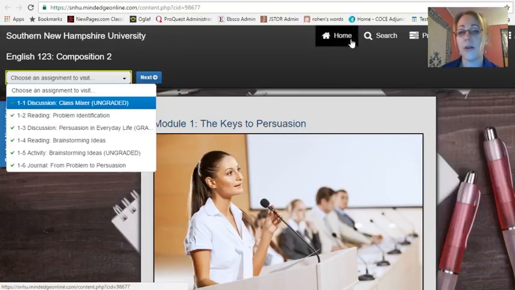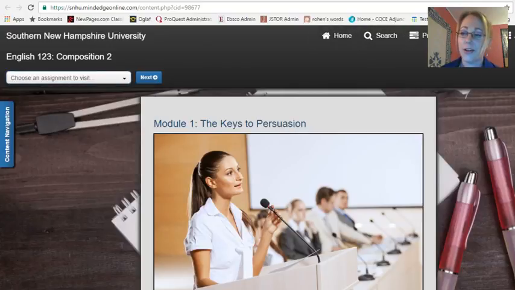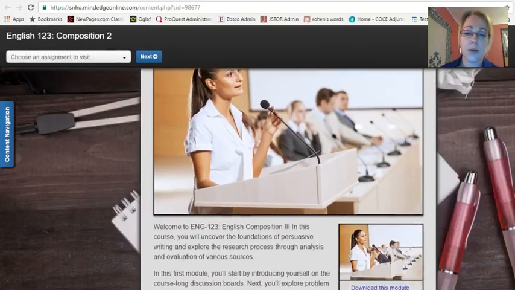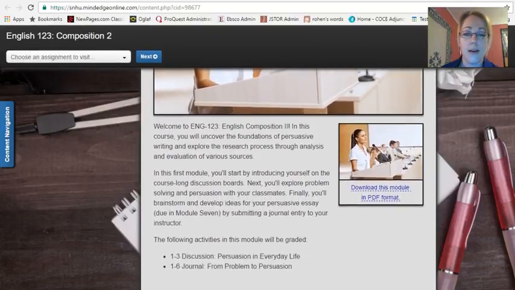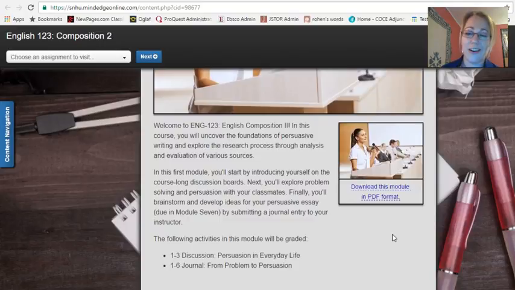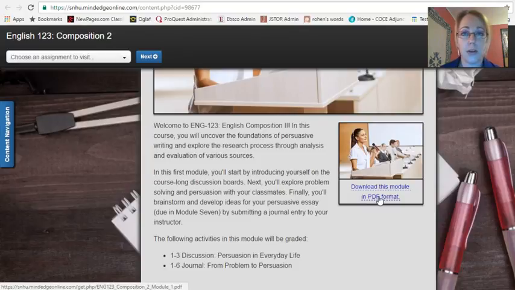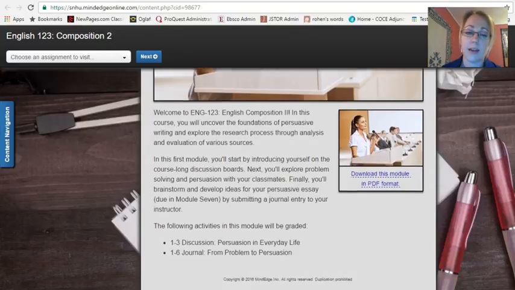Over here on the right, you have a couple different options. You can go back home, you can search for specific things, you can even change how your page looks as well. If we scroll down a little bit, we can get to the content. If you prefer more straightforward, like to print it out and write on it, that's what I do, you can click on download this module in PDF format, and then you'll be able to have a PDF version of everything that is indicated here.